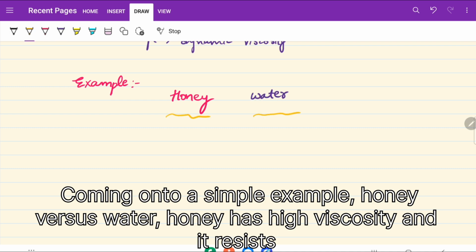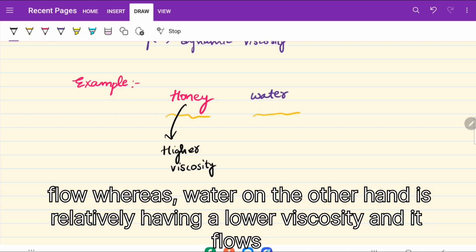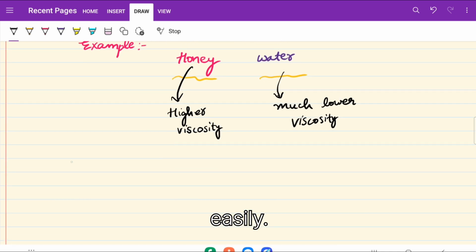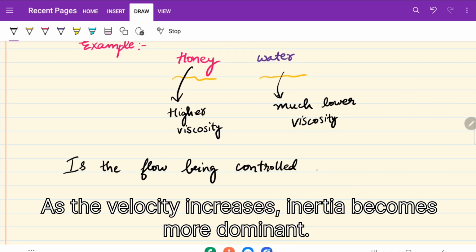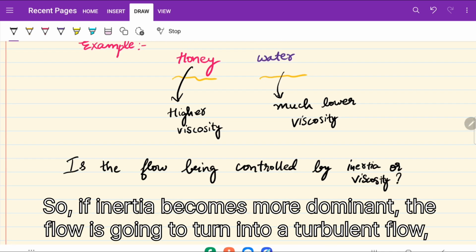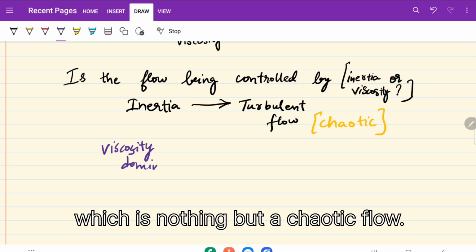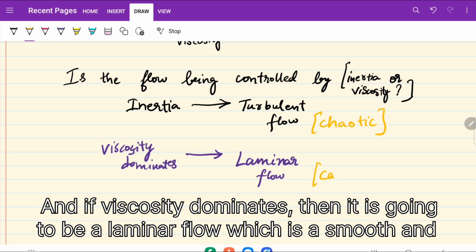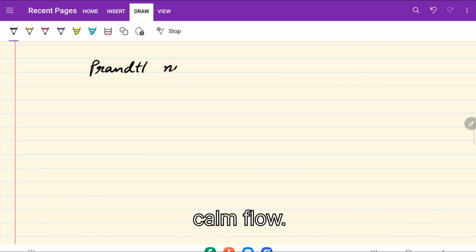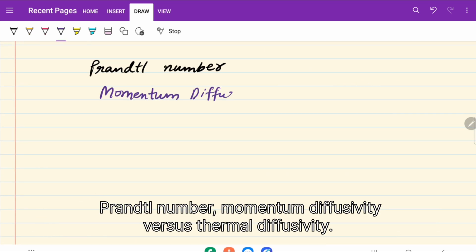Coming on to a simple example, honey versus water. Honey has high viscosity and it resists flow, whereas water, on the other hand, is relatively having a lower viscosity and it flows easily. As the velocity increases, inertia becomes more dominant. So, if inertia becomes more dominant, the flow is going to turn into a turbulent flow, which is nothing but a chaotic flow. And if viscosity dominates, then it is going to be a laminar flow, which is a smooth and calm flow.